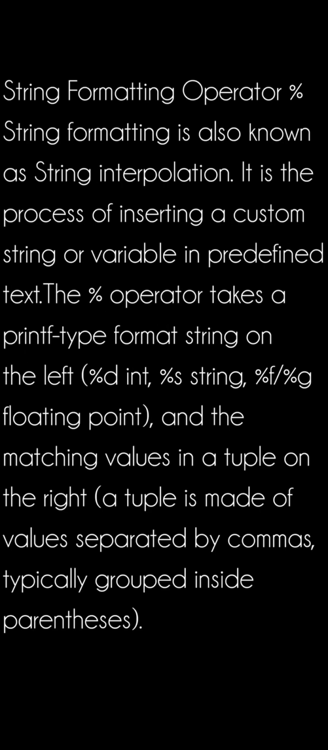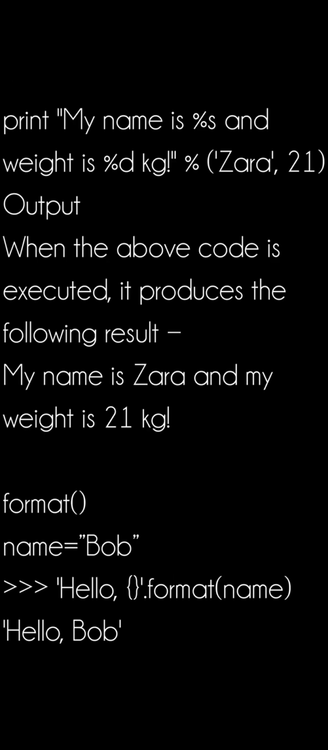String formatting operator. String formatting is also known as string interpolation. It is the process of inserting a custom string or variable in predefined text. The percentage operator takes a printf-type format string on the left and the matching values in a tuple on the right. A tuple is made of values separated by commas, typically grouped inside parentheses.